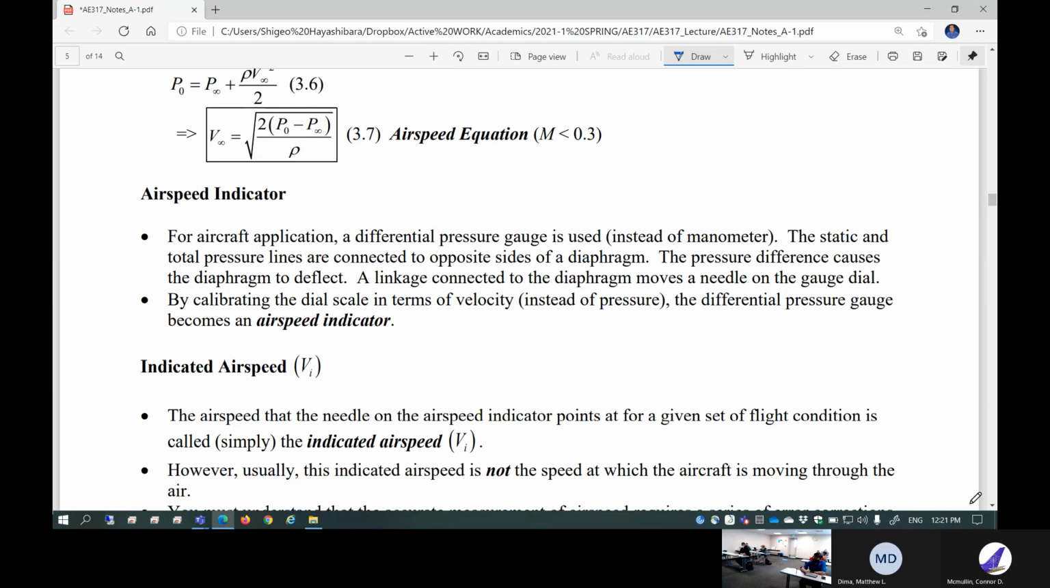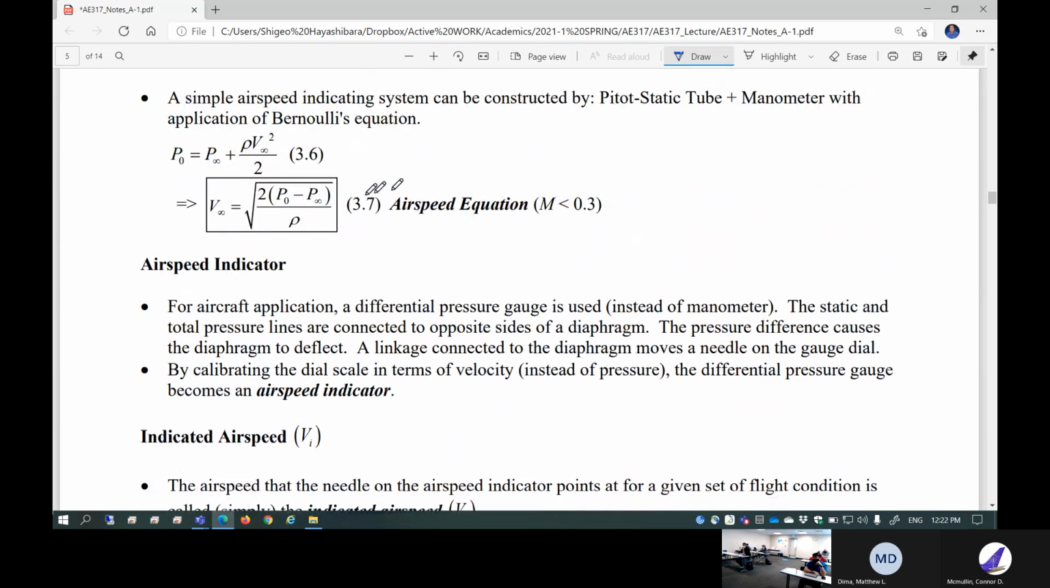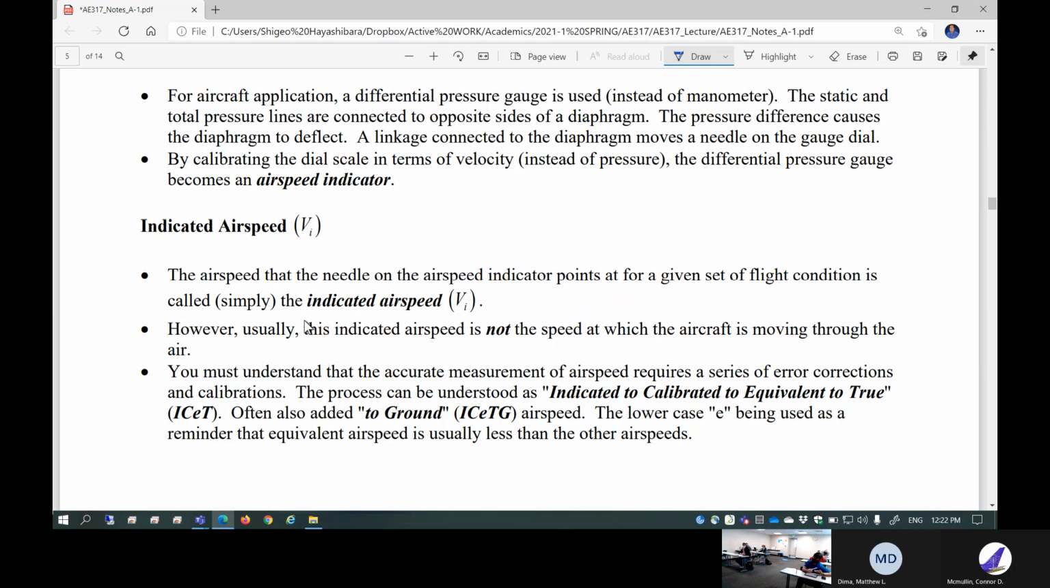Now, the airspeed indicator is a real device. It is manufactured in a certain way, so without any calibration it indicates whatever it senses. This is called indicated airspeed, V_I, and it comes straight off of this equation. P0 minus P infinity is a dynamic pressure which every aircraft has the capability to determine because of the pitot-static probe. It tells you only one piece of information, a pressure difference, which is the sensed dynamic pressure. Without any calibration, the airspeed indicator indicates this, called indicated airspeed. Here we go. This is the starting point, V_I.